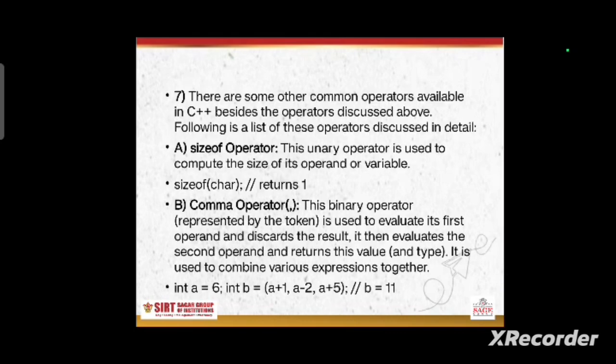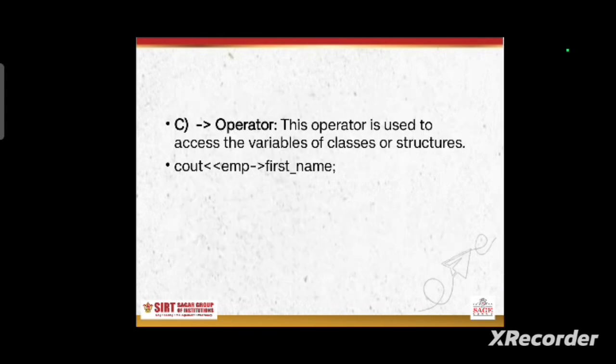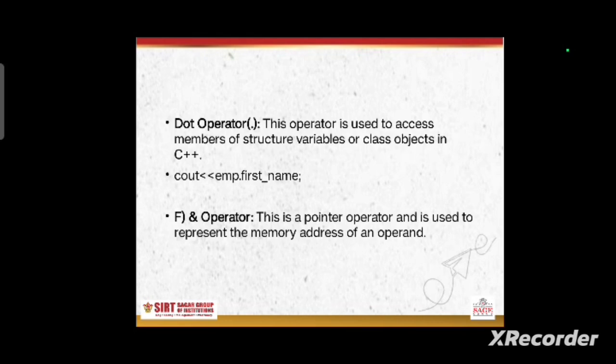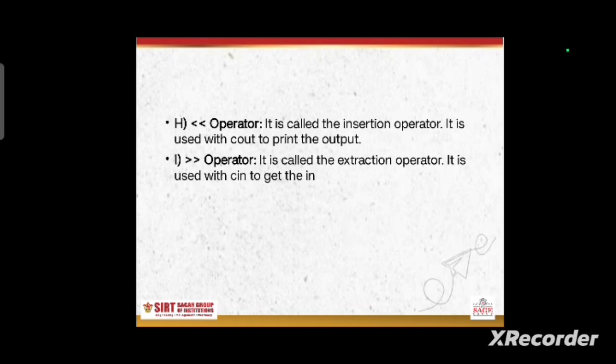There are some other common operators like the sizeof operator, the comma operator, and operators used to access the members of a class or structure. The dot operator is used to access a member of a structure variable or class object. The & operator is a pointer operator used to represent the memory address of an operand. The << operator, called the insertion operator, is used with cout to print the output. The >> operator is the extraction operator, which is used with cin to get the input.